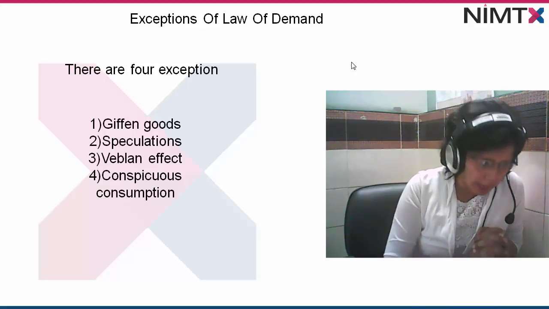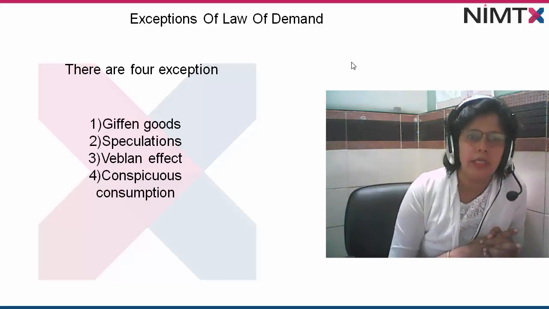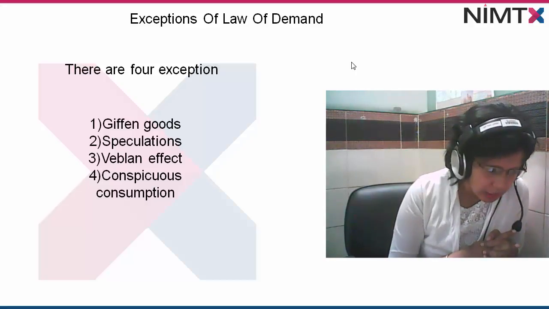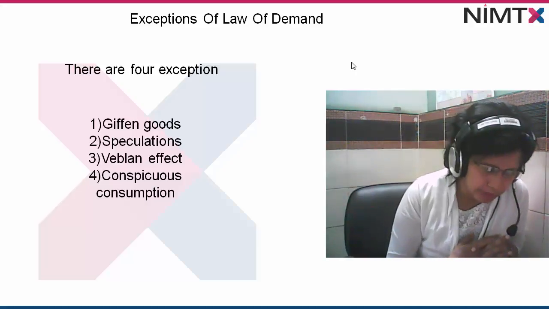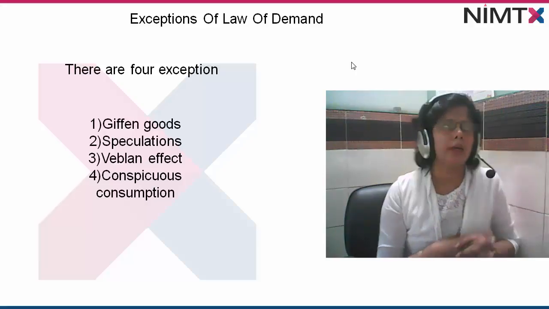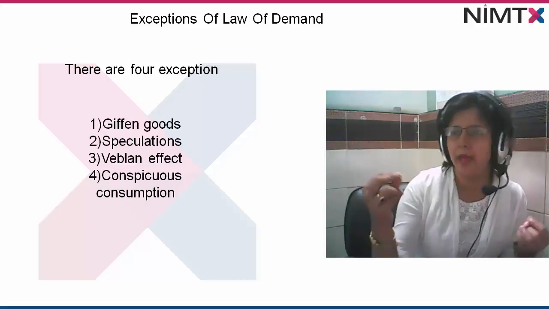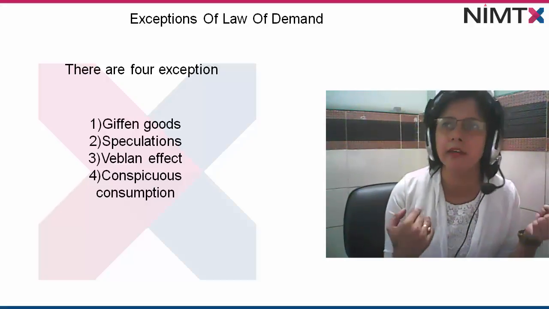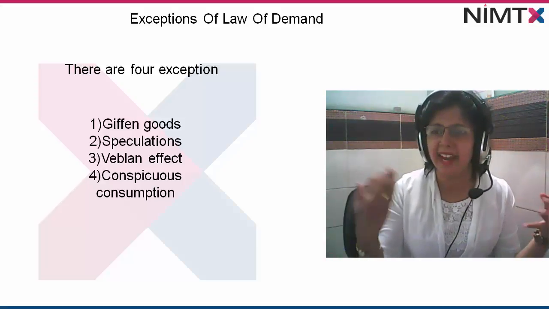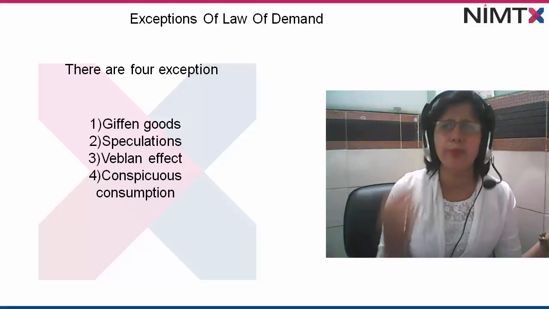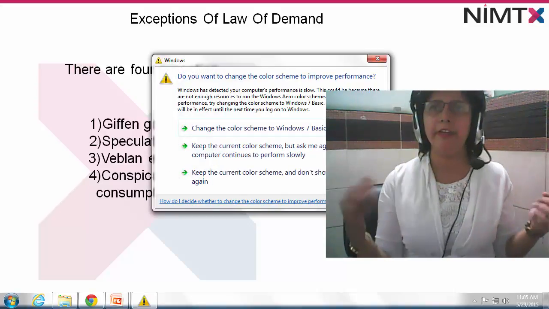speculation. Speculation, you can say, is consumer ignorance. Ignorance means sometimes, you know, there is a rumor in the market that the price of that product is increasing, and people have a rush to buy it. People have a rush to buy that product as much as they can. They don't bother about the price. They don't consider the weight of that product.